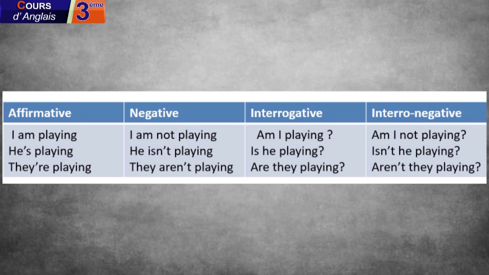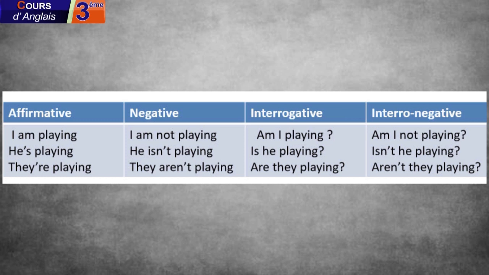The negative form, you're going to add not. So, I am not playing. He is not playing, or he isn't playing. They're not playing, or they aren't playing. In the interrogative form, you want to swap I and am. The auxiliary is going to take the position of the subject.